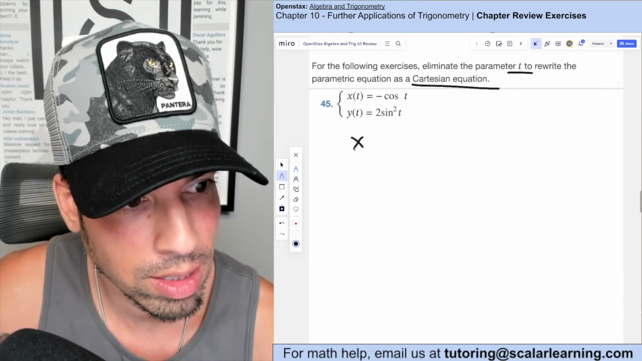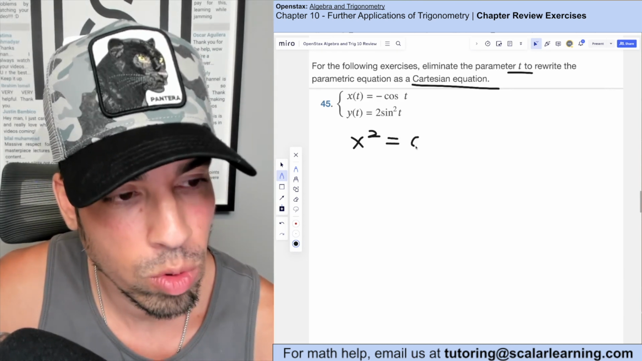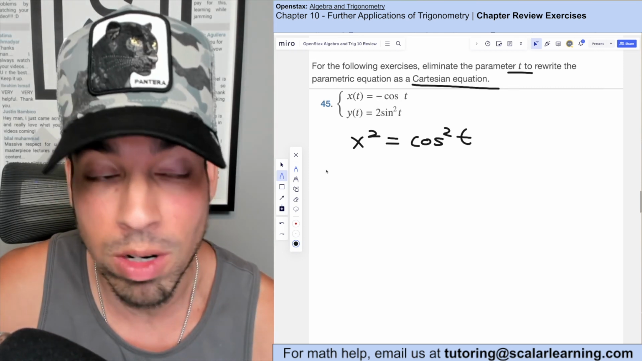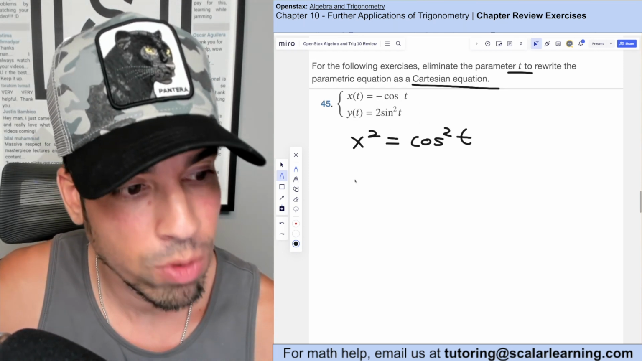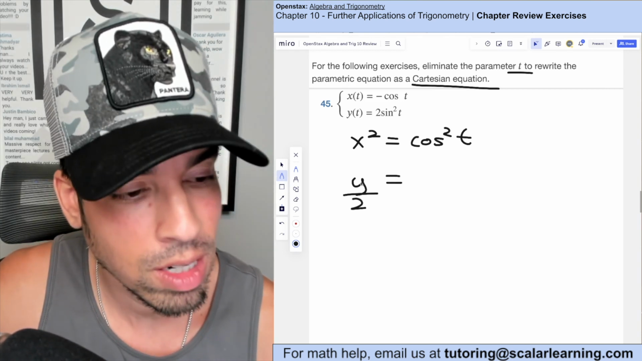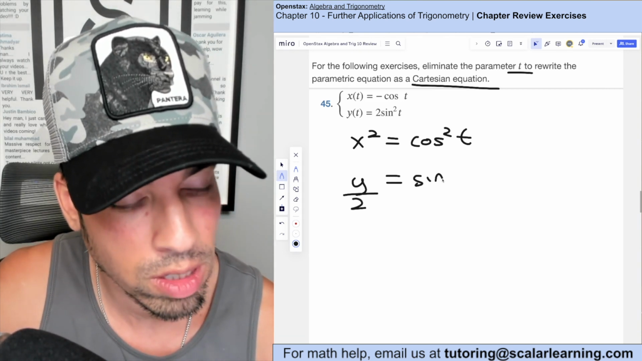So I can square it, and I can say x squared equals cosine squared t. And I'm removing the negative because you square a negative, it becomes a positive. For y, I'm going to leave it alone, but I'm going to divide by 2, because then I have y over 2 equals sine squared t.